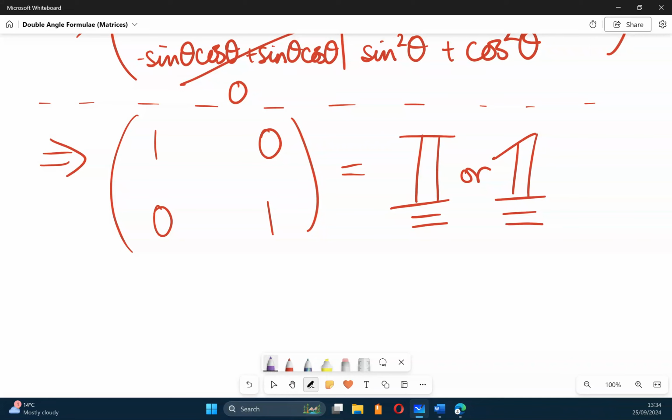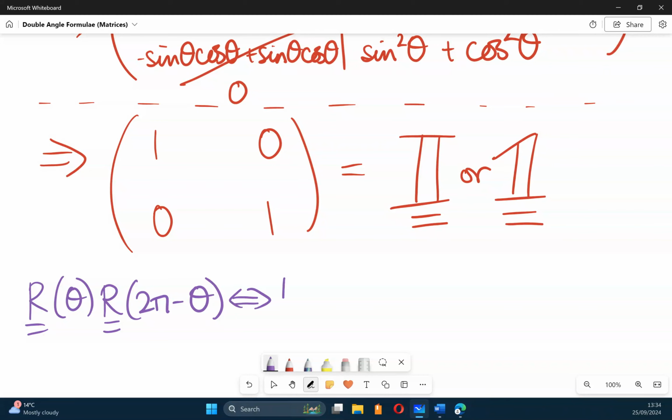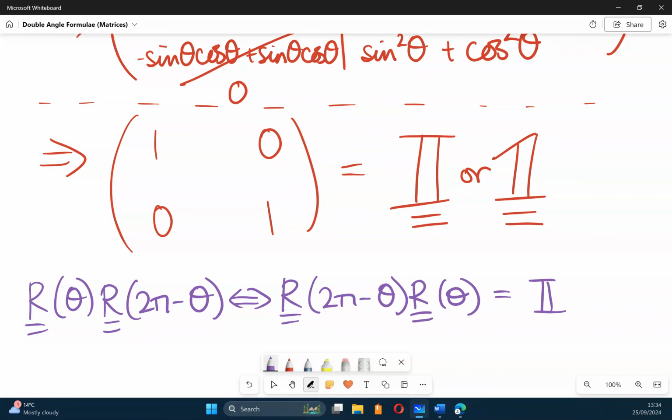Now, we would expect the identity matrix, and you could try this for yourself if you had R of theta, and then R of 2 pi minus theta. So this is rotating by 2 pi minus theta, and then rotating by theta. So this will be the same as R of 2 pi minus theta, and then R of theta. And this should also equal the identity matrix, because in total you've just rotated by 2 pi, which does nothing.